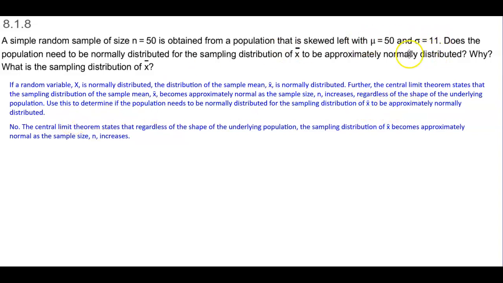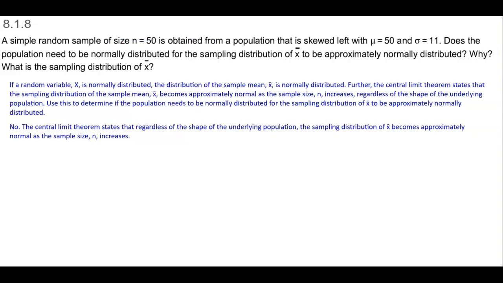So to answer that question, does the population need to be normally distributed for the sampling distribution to be approximately normally distributed? The answer is no, because the central limit theorem states that regardless of the shape of the underlying population, the sampling distribution of the sample mean becomes approximately normal as the sample size n increases.